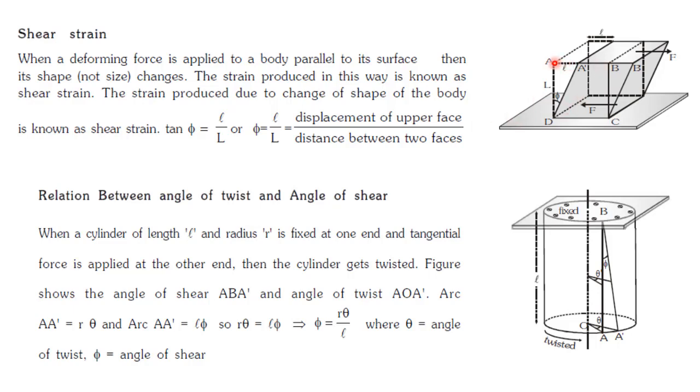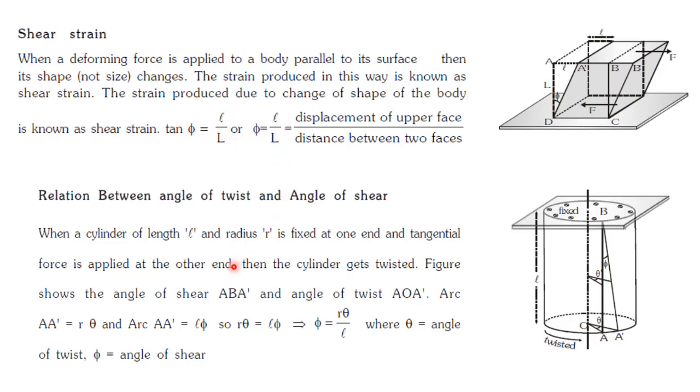And if you take the ratio, that is the shear strain. The displacement of the upper surface, from A to A dash, is denoted as small l, and the ratio of this displacement to the distance between the two faces, the upper face and the lower face, denoted as capital L, is l by L. This angle shift, tan phi, is called the shear strain. Or if phi is very small, we can write phi is equal to l by capital L.